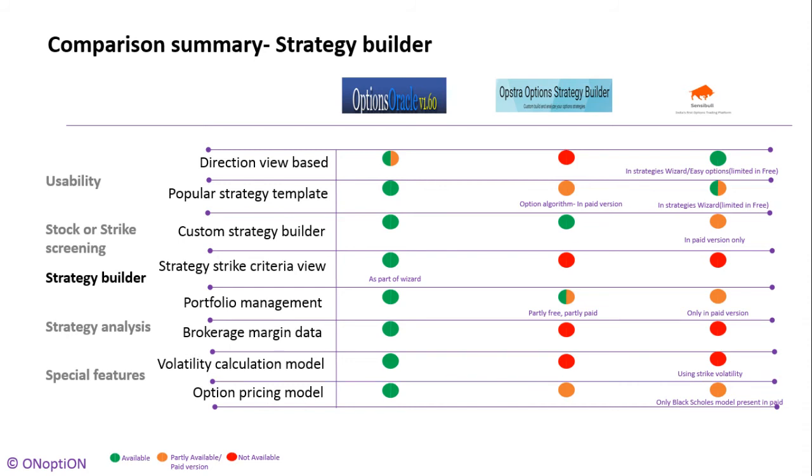Option pricing model: what type of option pricing model is to be used in your calculations or analysis, either a Black-Scholes model or a binomial theorem. You can choose that in OptionsOracle, but that is missing in Opstra. Sensibull is using a Black-Scholes model in the paid version. So in strategy builder, you can see OptionsOracle is scoring quite a lot when compared to others, because in OptionsOracle everything is available free of cost.